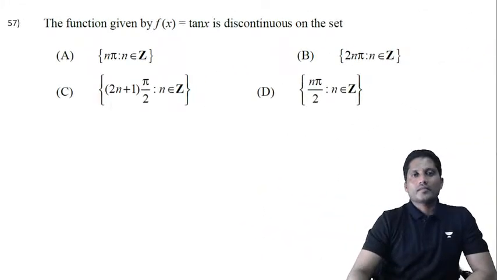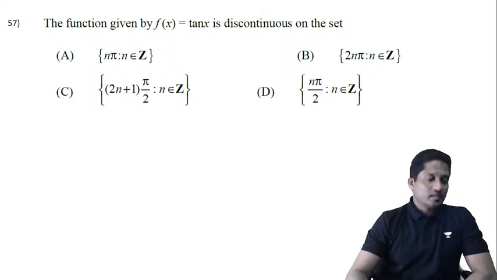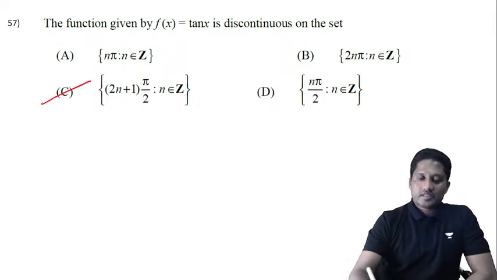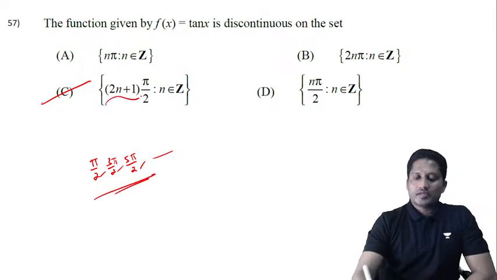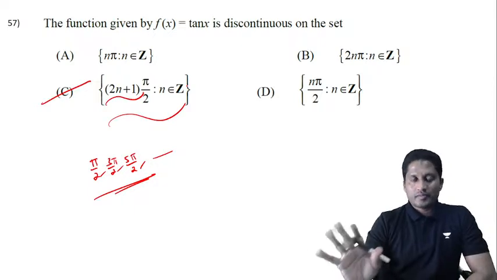Right? Question number 57. F of x is equal to tan x is discontinuous at what set? Tan x is discontinuous for odd multiple of pi by 2. Right? That is pi by 2, 3 pi by 2, 5 pi by 2, and so on. This is not defined. So 2n plus 1 is an odd integer. 2n plus 1 multiple of pi by 2 is an odd multiple of pi by 2. Answer should be C only.